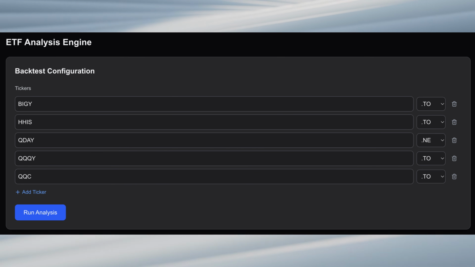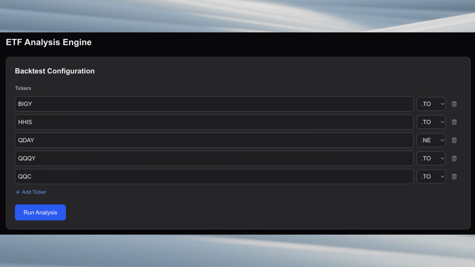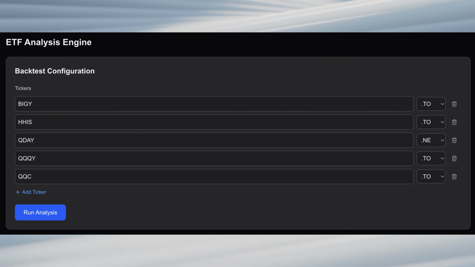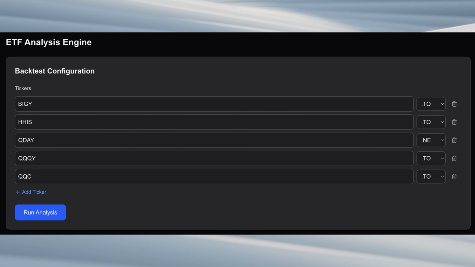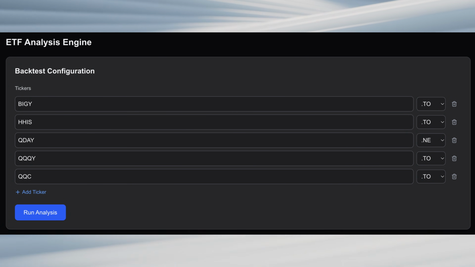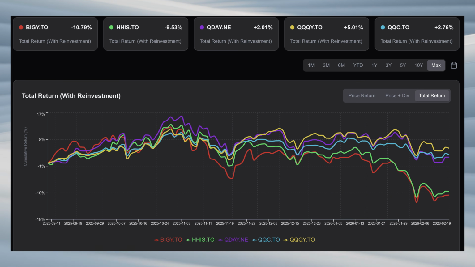Now that we've covered value ETFs for portfolio defense, let's finish up with a hardcore comparison in the tech sector. This time, I've grouped BIGY, HHIS, QDAY, and QQQY all together, and I threw in QQC, which tracks the Nasdaq 100, as our market benchmark. Let's look straight at the results.